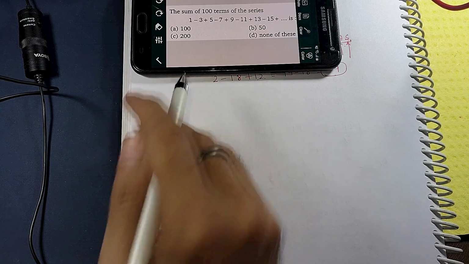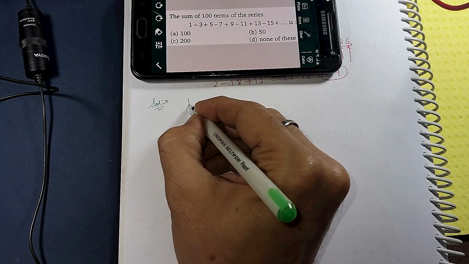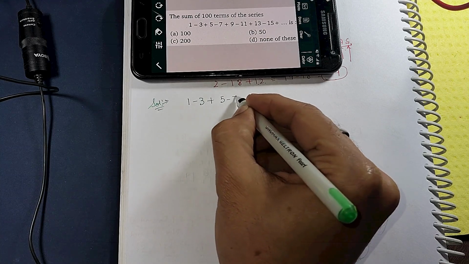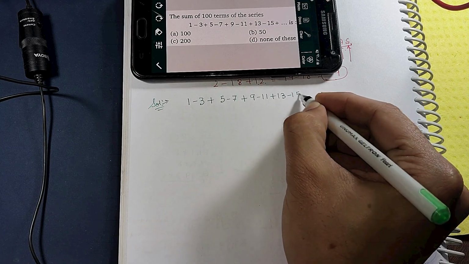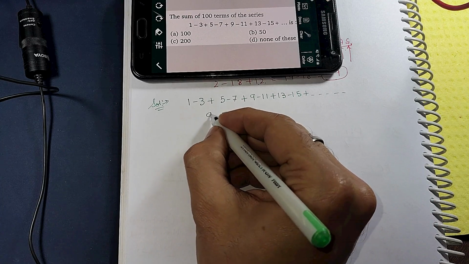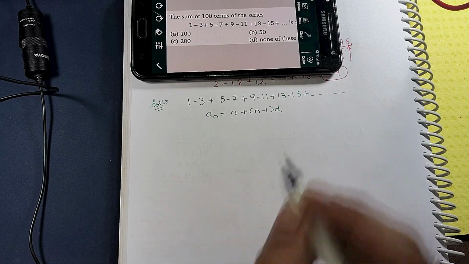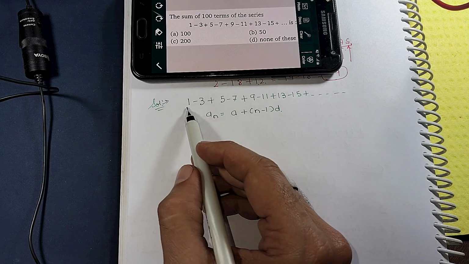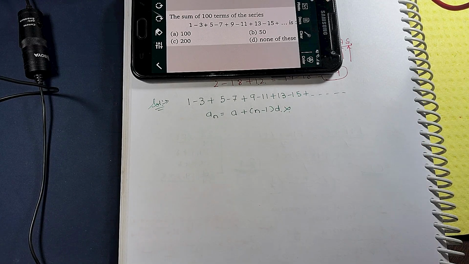The sum of 100 terms of the series is 1 minus 3 plus 5 minus 7 plus 9 minus 11 plus 13 minus 15, and so on. So 100 terms of the series. Now first of all we need to find the nth term for this. So this will be found by a_n is equal to a plus (n minus 1) into d. Now minus 3 minus 1 is minus 4. So 5 plus 3. So this is not an AP, so we can't apply this. Now how can we find the 100th term of this?